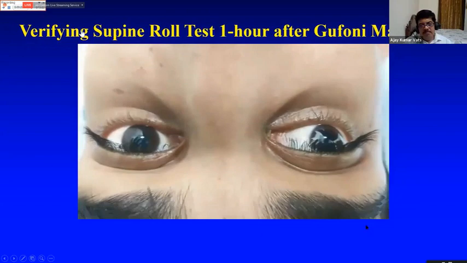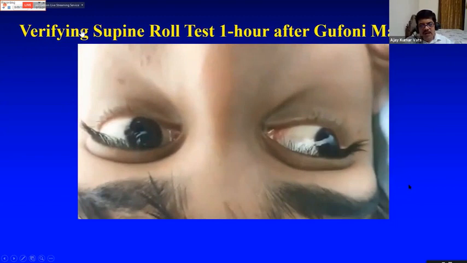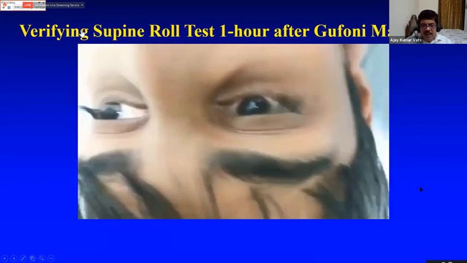And there was no vertigo either. And 24 hours later, the supine roll test was also negative. That is elimination of vertigo as well as the positional nystagmus. How this works is shown in this diagram.